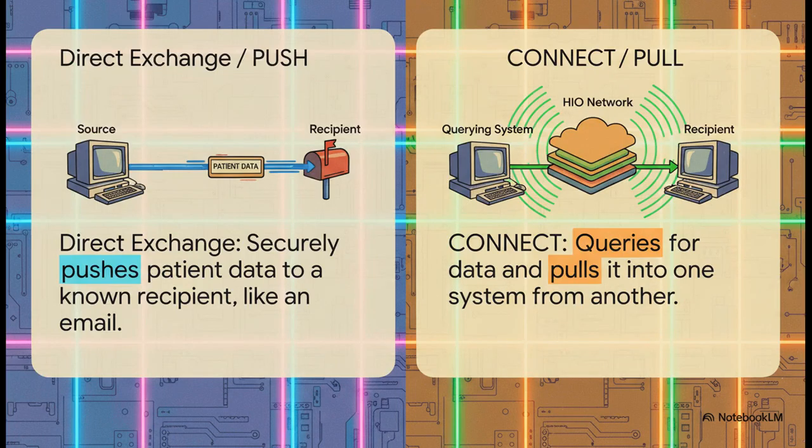And these HIOs have two main ways of sharing data. The first is called direct exchange. It's basically like a super secure email system, where a doctor can push a patient's records to a specialist. The other method is called connect, and it's more like a search engine. It lets a hospital query and pull records from other doctors on the network. So you have push versus pull. Two simple but powerful ways to get information where it needs to go.